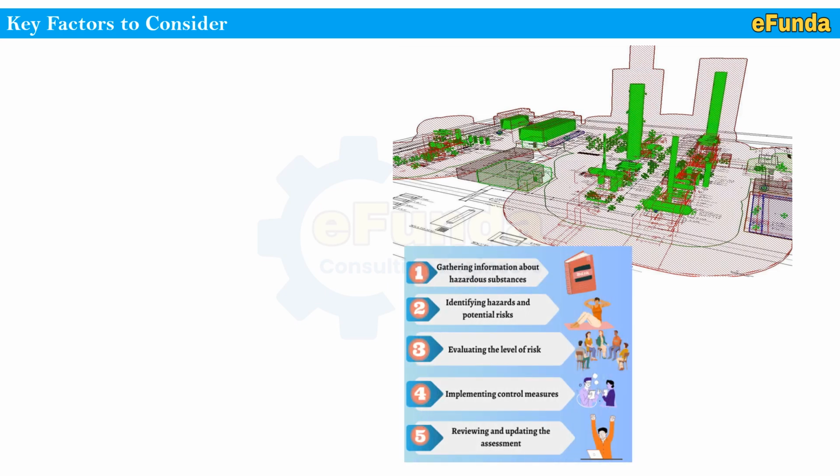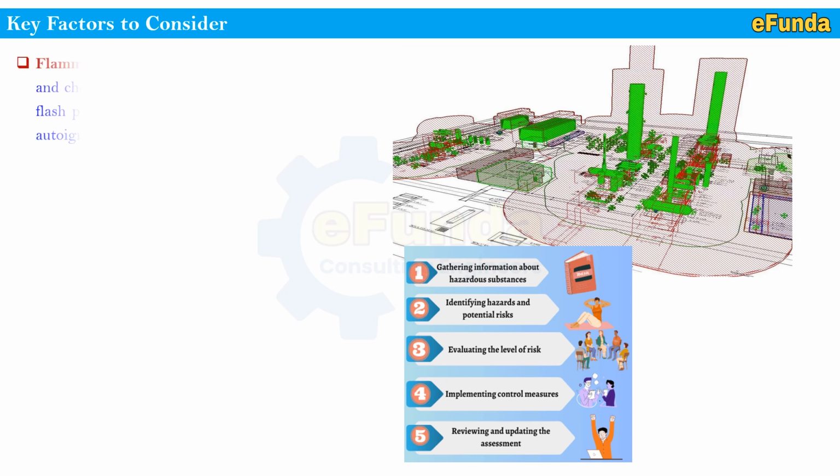First, gathering information about hazardous substances. Second, identifying hazards and potential risks. Third, evaluating the level of risk. Fourth, implementing control measures. Fifth, reviewing and updating the assessment. So in line with that, we'll see some of the key factors.